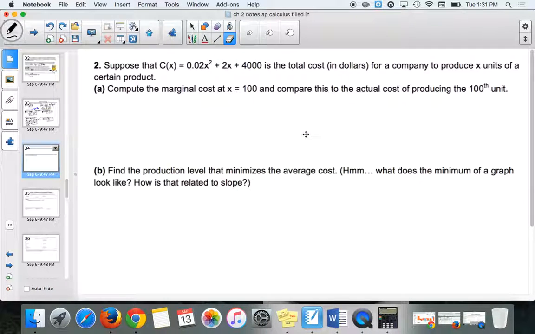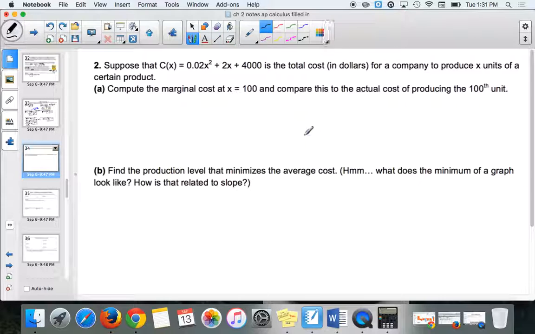All right, so let's do this last example. It says, suppose that C of x equals 0.02x squared plus 2x plus 4,000 is the total cost in dollars for a company to produce x units of a certain product. Compute the marginal cost at 100 and compare this to the actual cost of producing the 100th unit. So these are kind of strange questions.